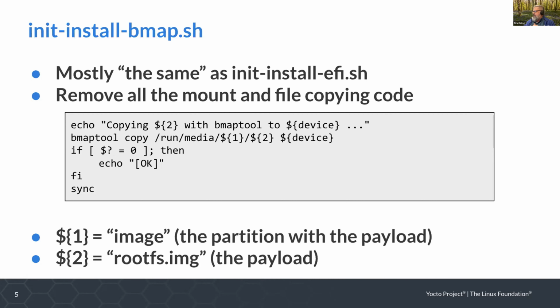In this case, the one variable is image. That's the name of the partition where the payload's going to be. And the 2 variable is rootfs image, which makes it so you don't have to change the script all the time. It's just always the same name. And there's an accompanying rootfs.image.bmap file on the disk as well.